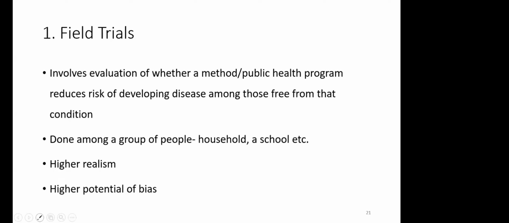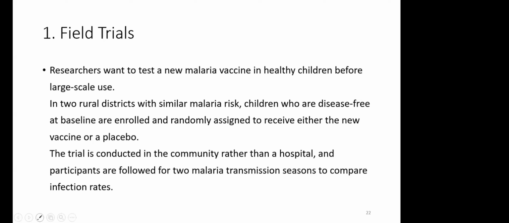There's usually higher realism because the study participants are in the natural or usual environment. So the results that you get are likely a clear picture of what happens in reality. However, there's a high potential of bias because there could be so many confounding factors. So we'll look at an example to cement this better.